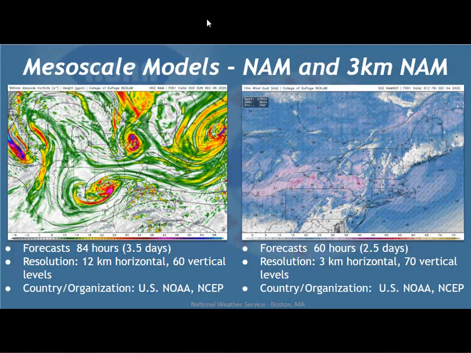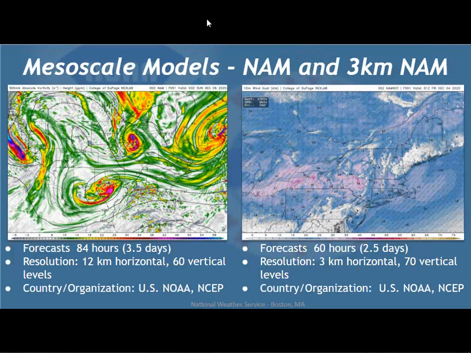Thank you, Joe. All right, so Joe talked about global models, and so I'm going to move into smaller scale. We're going to start with what's known as the North American model. This is our main mesoscale model, and this covers, obviously, North America. The two that we use are the regular NAM and the downscaled 3 kilometer NAM. And this basically just has to do with their horizontal resolution.